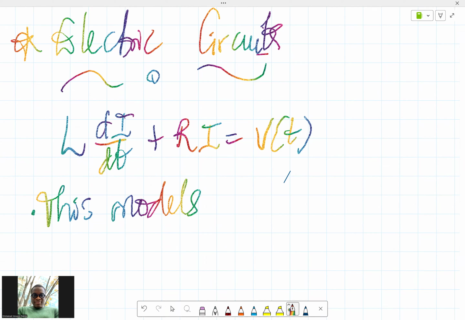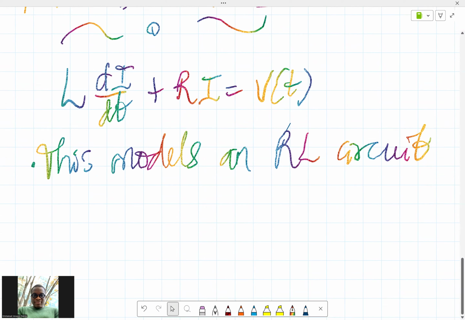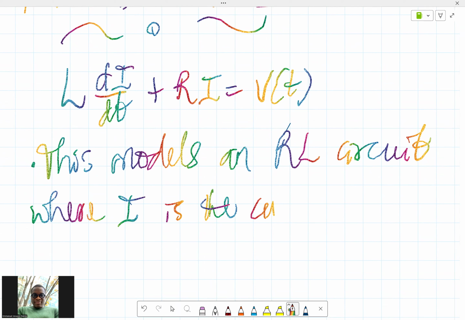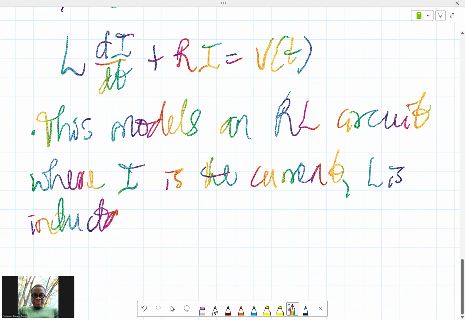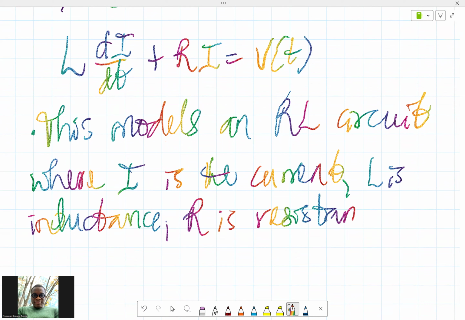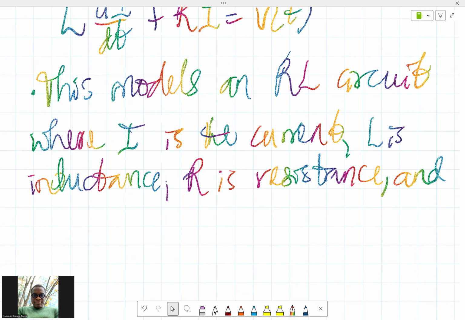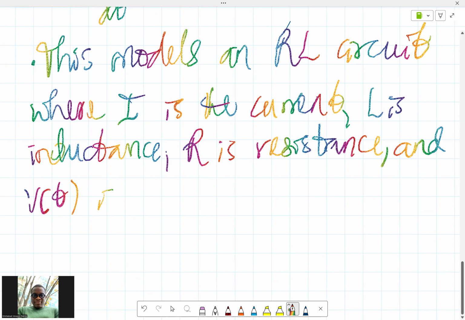This models an RL circuit, where i is the current, L is inductance, R is resistance, and V(t) is voltage.